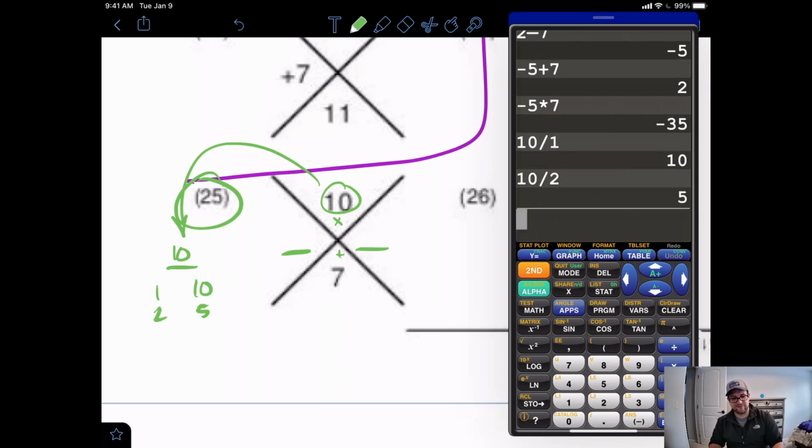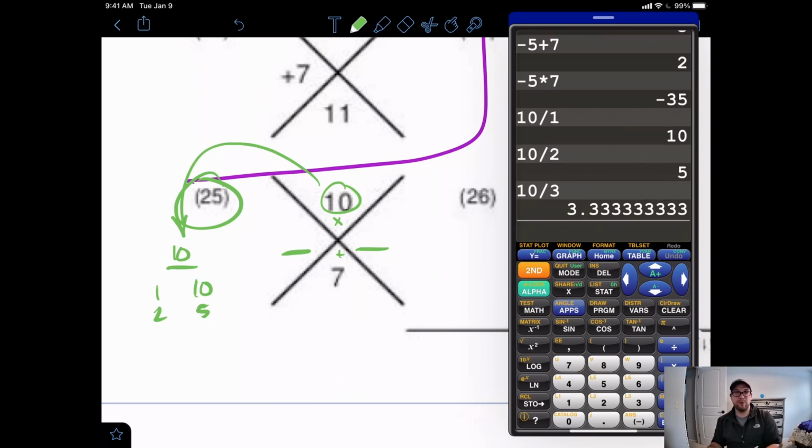2 goes in 5 times. Then I go 10 divided by 3. And that one gave me a decimal. We don't like decimals, so we're not going to use that one. So then we'll go up again. 10 divided by 4. 2.5. That's a decimal. We don't need to use it. 10 divided by 5. Hey, look, that's 2. So that means 5 goes in 2 times.